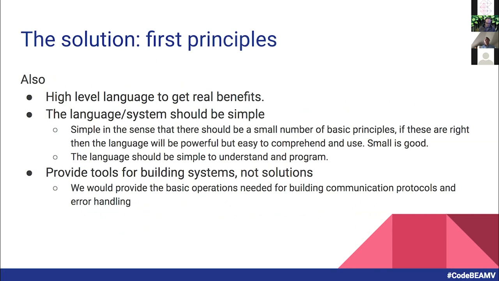So we put a lot of work into making the basic primitives, basic concepts simple. And simple in the sense that there should be a small number of them. If you get them right, you can build everything on top of that. For example, if you look at the concurrency model, there are 4 or 5 basic principles, depending on how you want to count them, on top of which everything else is built. And the same thing with error handling mechanisms.